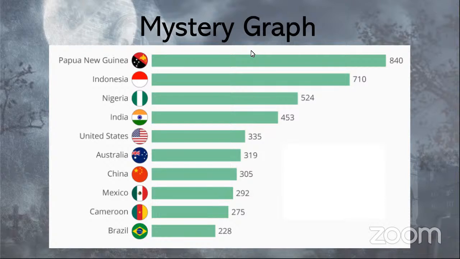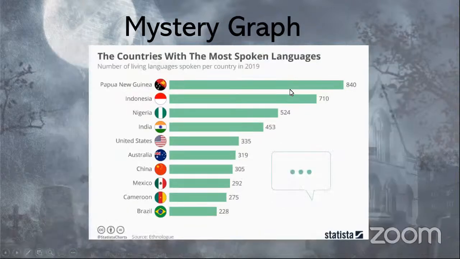Right. That is it. That's the break. Hope you enjoyed. Hope you maybe had a go at this graph. Don't worry if you didn't. It was countries ranked by the most spoken languages. Papua New Guinea there, by far at the top with 840 languages. Who would have thought? Thank you, as always, to Statista Charts.